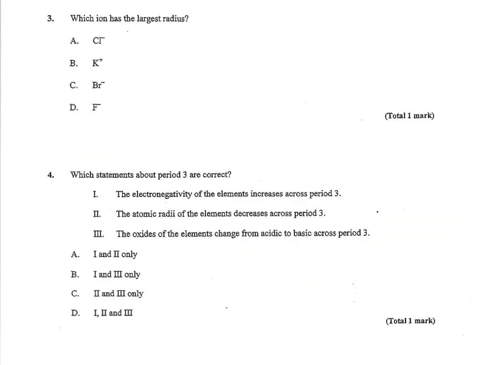Number 3 wants to know which ion has the largest radius. So Cl- is in period 3. Br- is in period 4. And F- is in period 2. I don't even have to consider the K+ because negative ions are always bigger than positive ions. And so these each have picked up 1 electron. That means the period 4, or bromine minus, is going to be my largest ion.